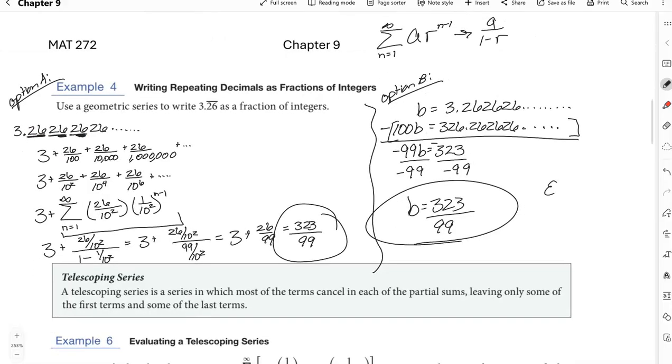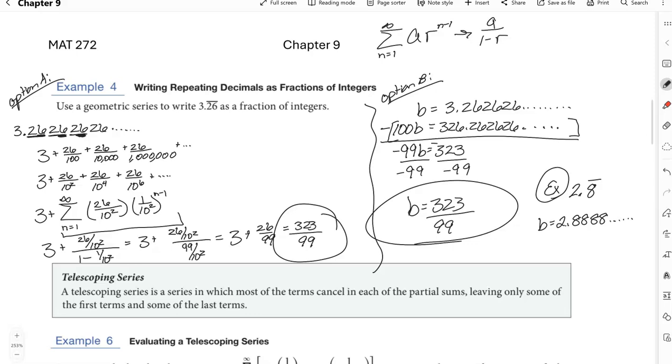So let's do another one just for fun. Let's say we have 2.8 repeating, and we want to write that as a fraction. So I'm going to use option B to do that. I'm going to call B 2.8 repeating.